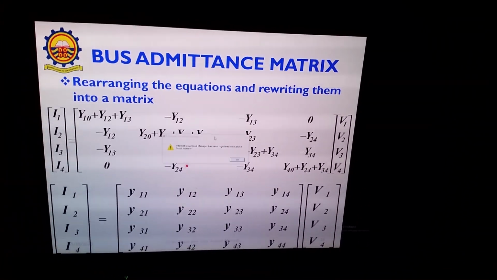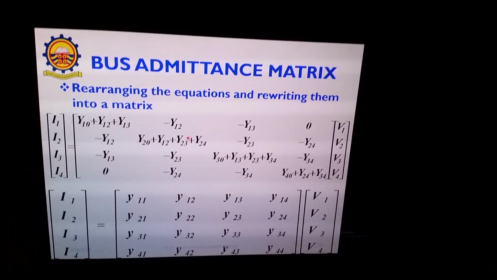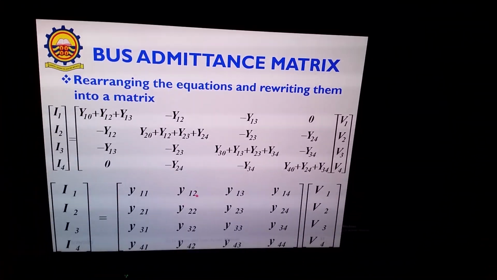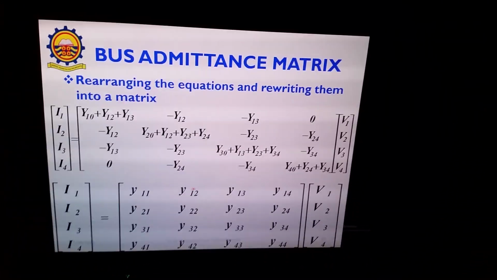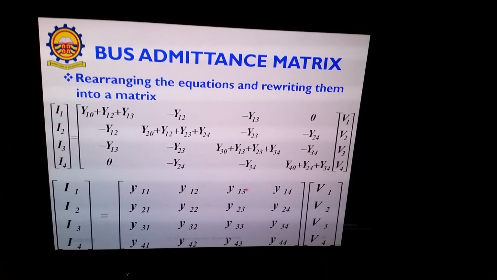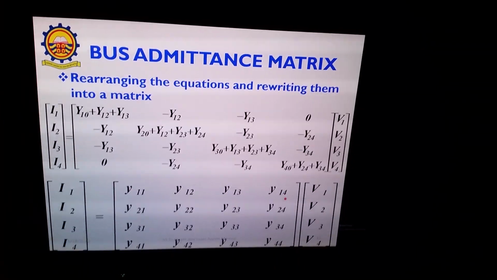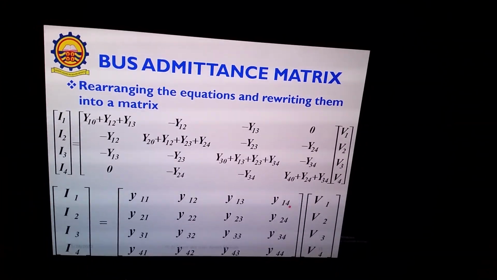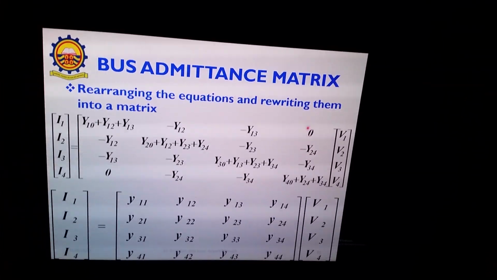So when you see negative of y12, then we are talking of y12, meaning that the negative of y12 is what we are going to put in place of this. Then negative of the y13 is what we're going to put here. Bus bar 1 was never connected to bus bar 4, so therefore we have what we call y14 to be equal to 0 over here.